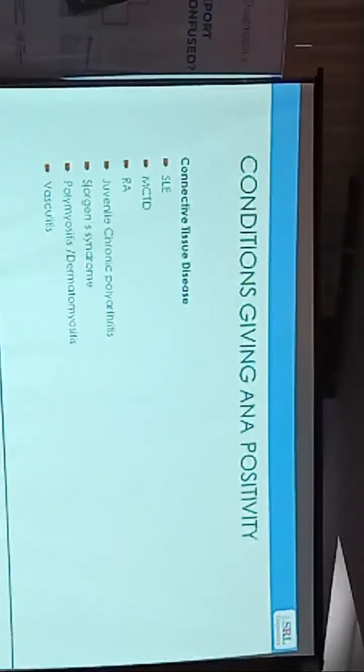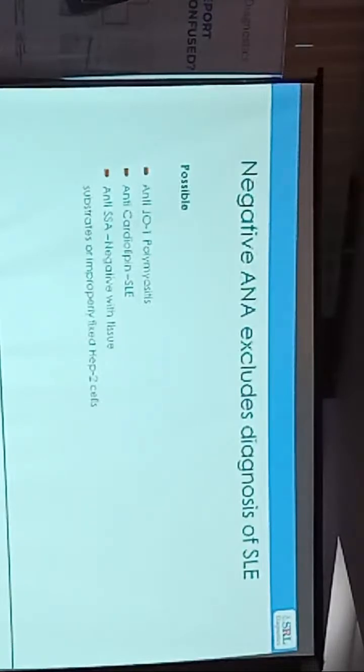Some ANA positive cases are SLE, mixed connective tissue disease, RA, juvenile chronic polyarthritis, Sjogren syndrome, polymyositis, and vasculitis. Some infections, neoplastic diseases, certain hepatitis and thyroiditis also give positive ANA titers. If the ANA is negative, it excludes SLE. And what next do you have to do? You have to see the possibilities of anti-Jo-1, polymyositis and other cytoplasmic positive immune disorders.